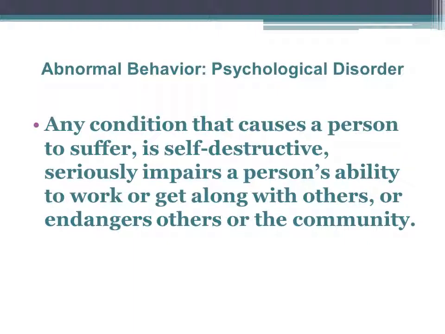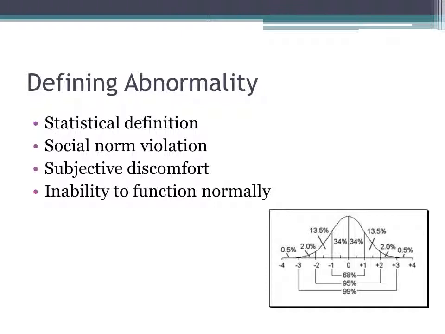It can be self-destructive. The ultimate self-destruction can be when psychological disorders lead to suicide. It can seriously impair a person's ability to work. So we'll talk about this with schizophrenia, with personality disorders, and the ability to get along with others. We'll talk about this with substance use disorders as well. And in severe cases, it can endanger others or the surrounding community. So a very broad definition. If we want to look at other ways to define abnormality, there are several different criteria that can be used.